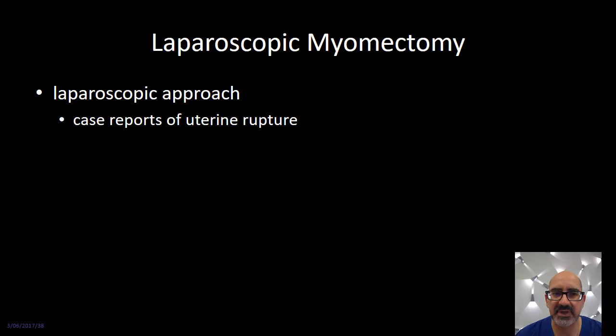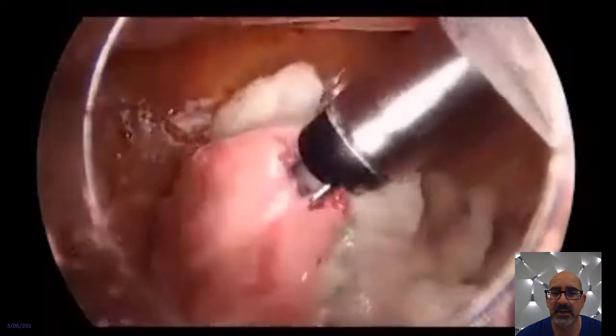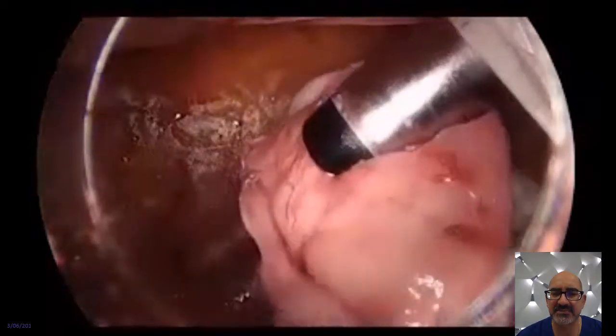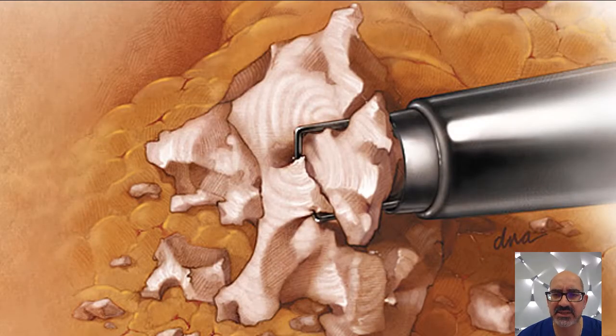So in the laparoscopic approach, there have been case reports of uterine rupture, leiomyomatosis, and disseminated malignancy as far back as 2007. And why does this happen? Well, it's been the way that we've removed fibroids by morcellation. And unfortunately, this technique, while very efficient, is associated with chip formation. And these chips usually have not been a problem.